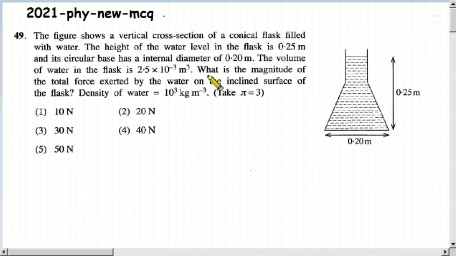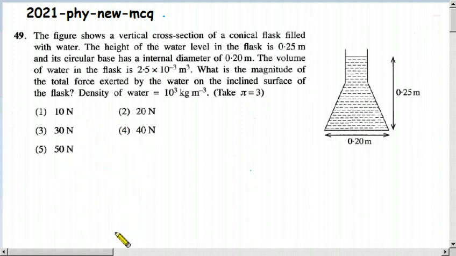So volume is given. What is the magnitude of the total force exerted by the water on the inclined surface of the flask? Density of water is given as 10 power 3. Take pi equals 3.